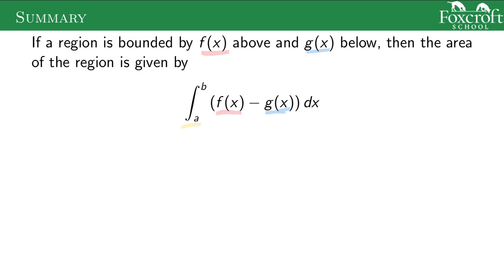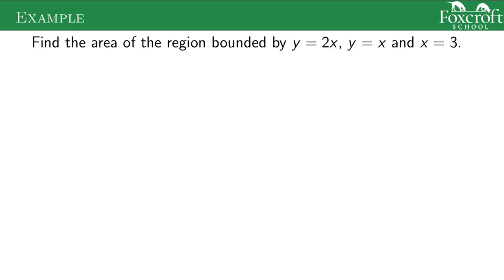You just take the integral, because that's area, of the top minus the bottom, and that basically takes the bigger area, subtracts away the stuff I don't want, and gives us the stuff I actually do want. All right, so let's look at some examples.